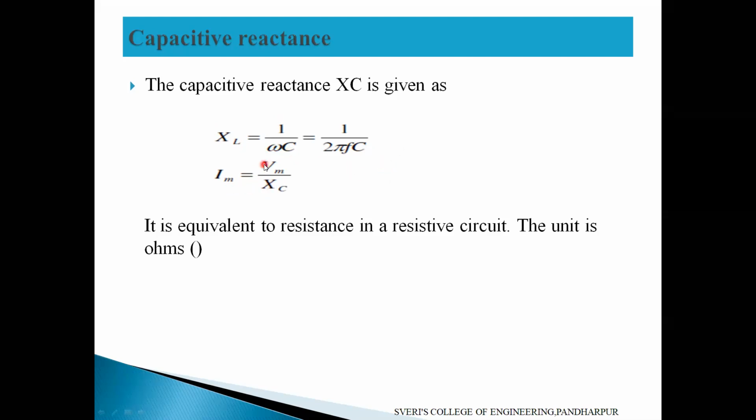So Im equal to Vm by Xc equal to omega c into Vm also we can write down. Is it okay? Yes. So we have derived the voltage equation and current equation. Our next aim is the power equation we have to derive.